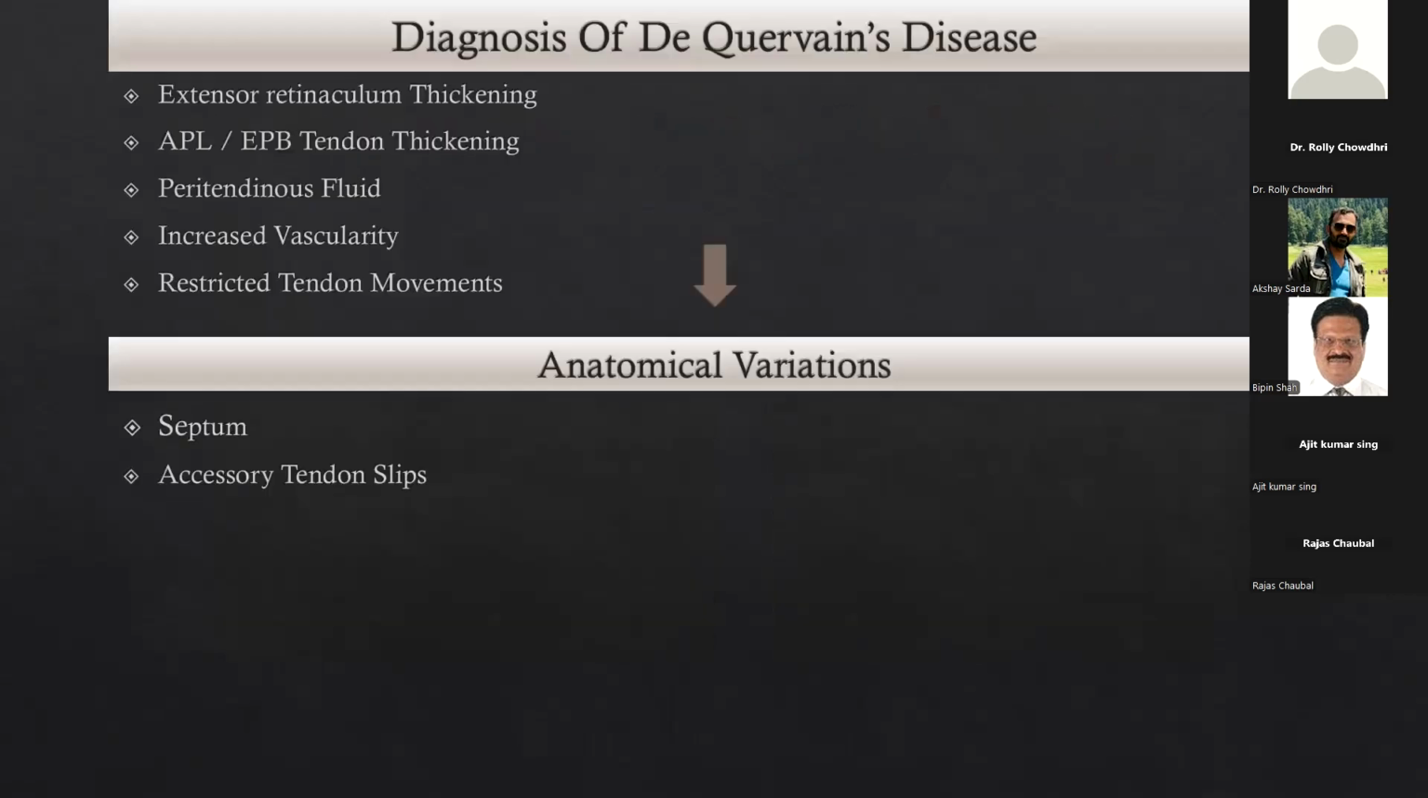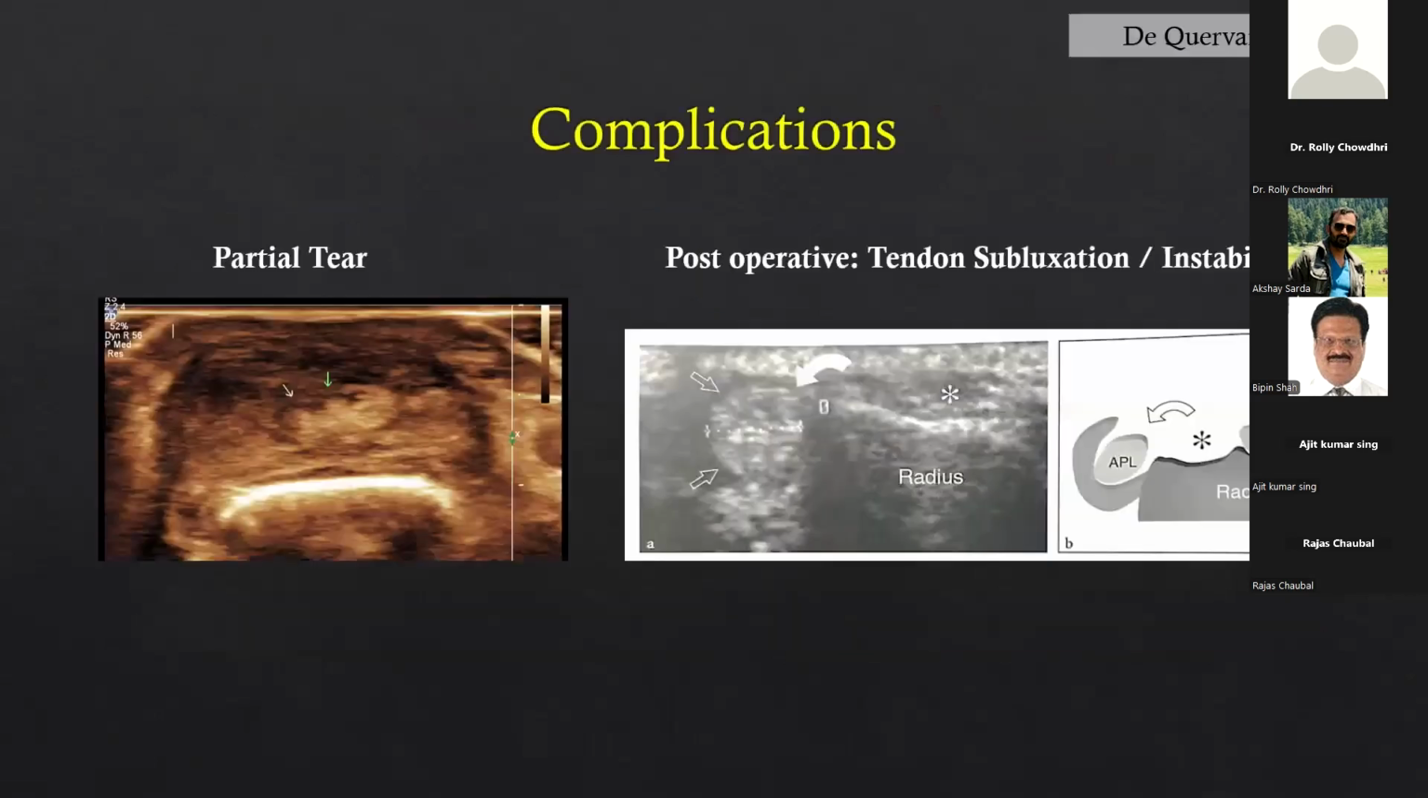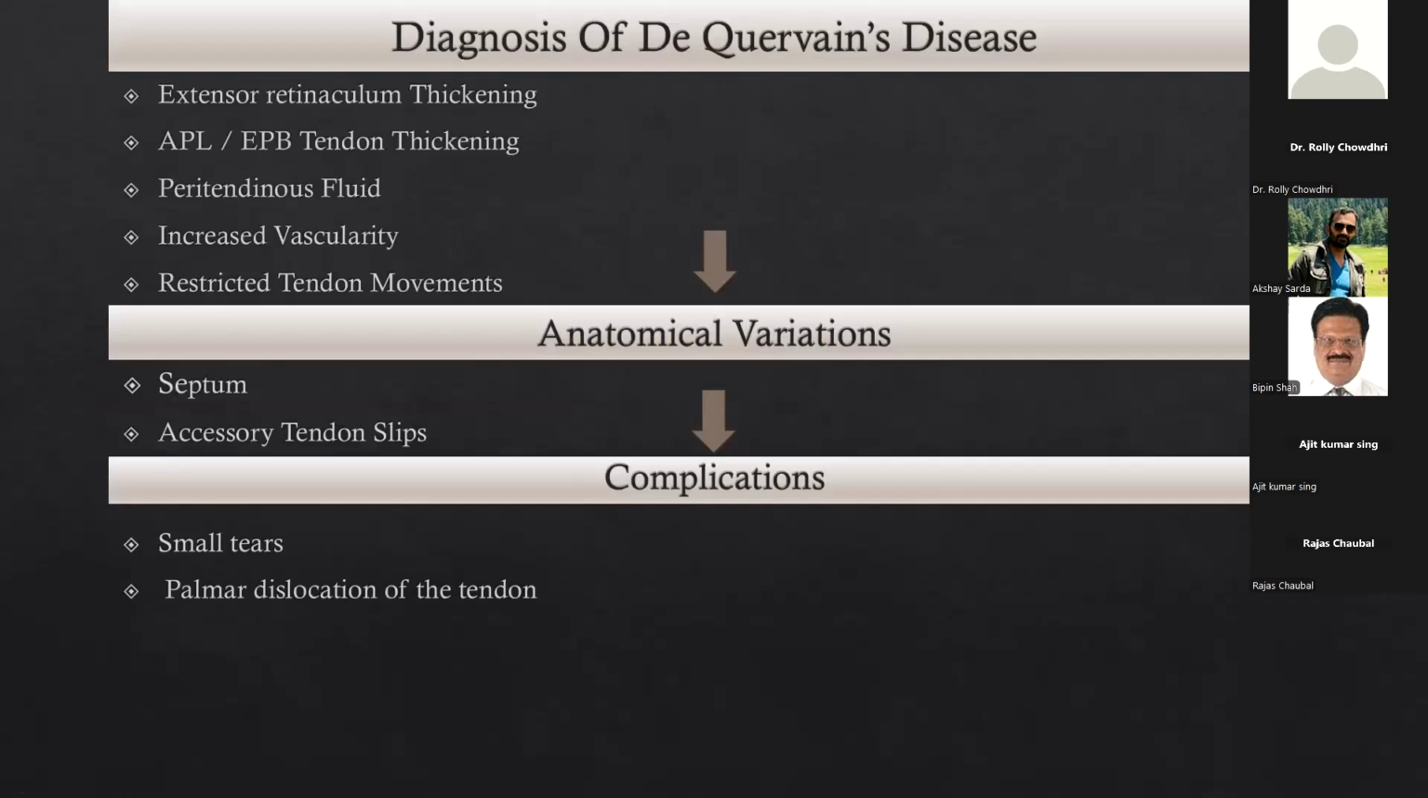So after diagnosis and anatomical variations, we come to the complications related to the disease. What we can have is partial tear because of repeated trauma. Sometimes if the trauma is more severe, along with the thickening and inflammation, you can have a partial tear. After surgeries, the patient may come with tendon subluxation. If there is excessive release of the extensor retinaculum, the APL may subluxate anteriorly on dynamic scanning. So there may be instability of the abductor pollicis longus. So in these cases, we have to tell them if there is any tendon subluxation present or not. So these are the 2 complications related to De Quervain's disease.